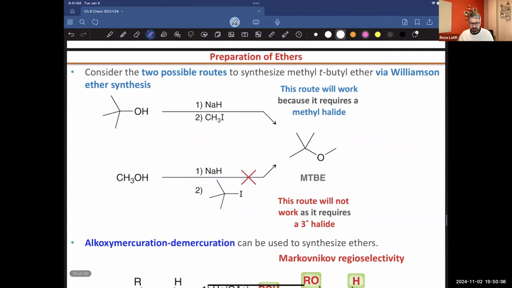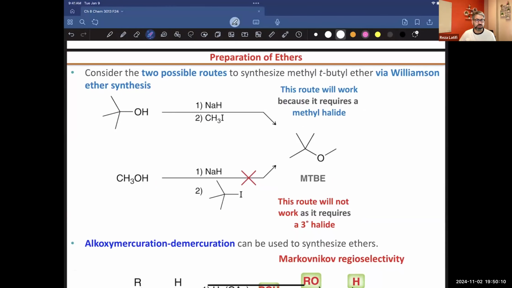Now that we reviewed some physical properties, we're going to switch to how to prepare those molecules. The common method is the Williamson method. Technically, the first reaction is going to be an acid-base reaction, and the second one will be an SN2 reaction.